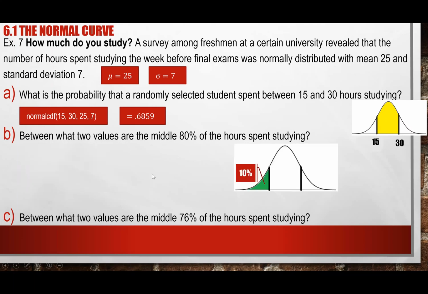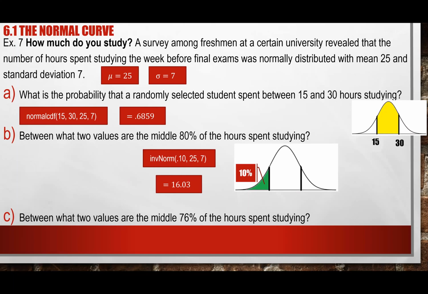Because remember, to find the inverse norm, I need the area to the left. So for this endpoint, I know that from here to here is 10%. So all I need to do is put in inverse norm, 0.10, comma 25, comma 7. And once I have that, my left endpoint is 16, right?